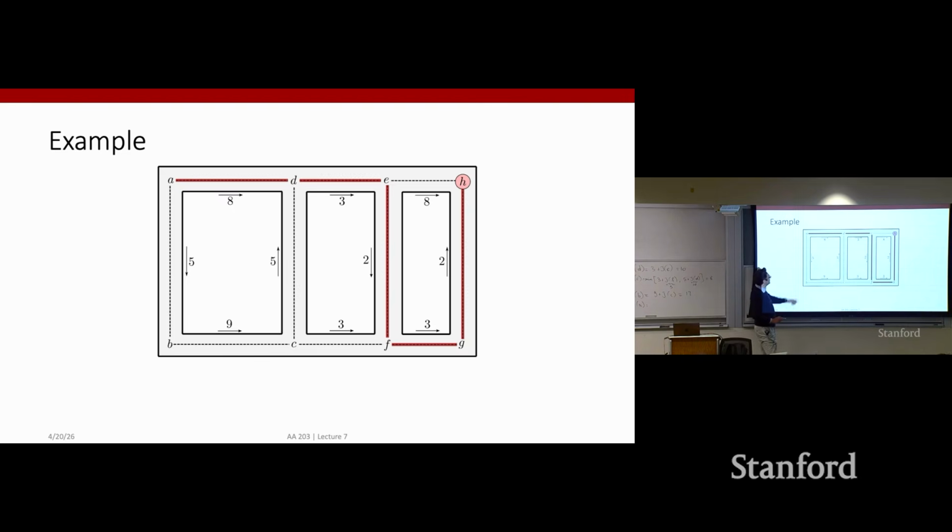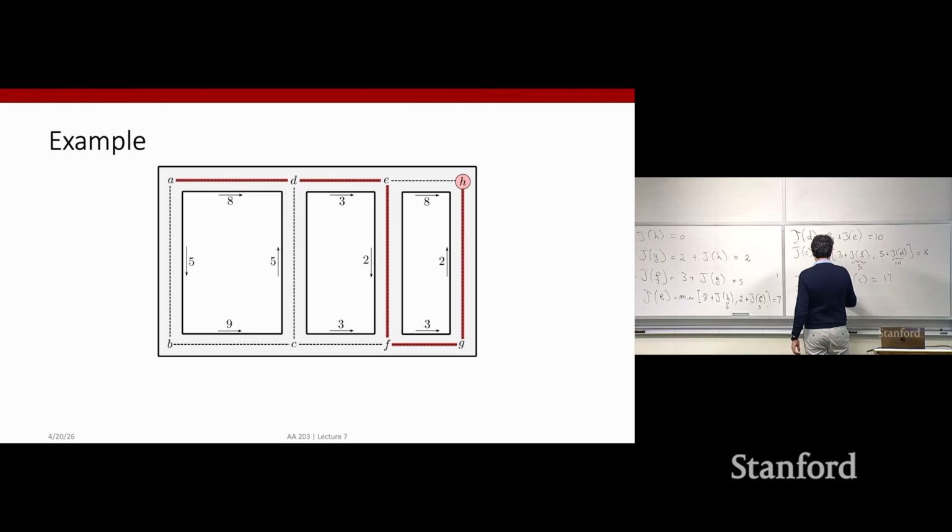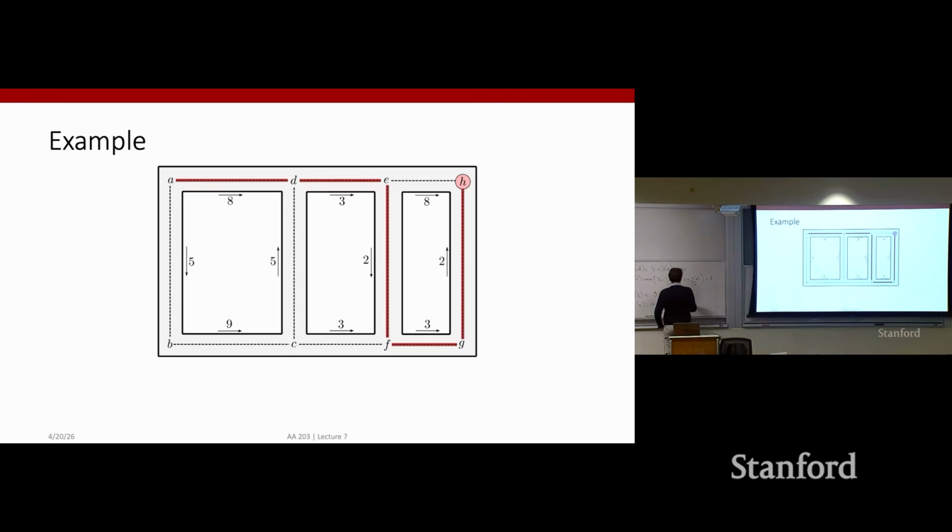So I have two options. I can either go right, 8 plus JD, or I can go down, 5 plus JB. JD, already computed, is equal to 10. JB, already computed, is equal to 17. 10 plus 8 wins, so the optimal cost is equal to 18.